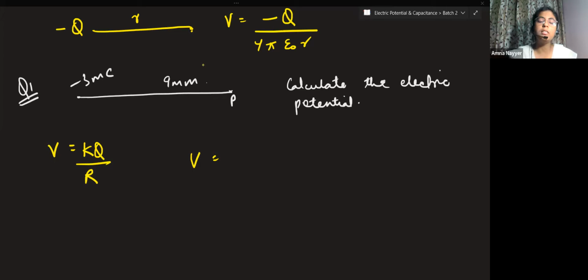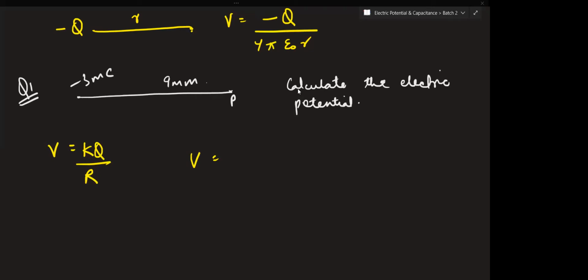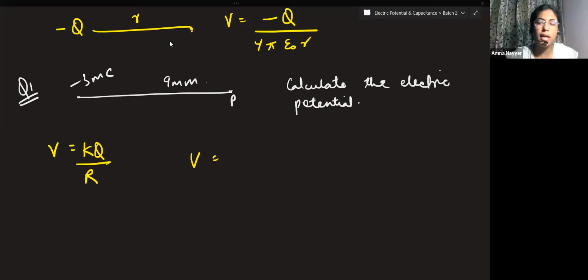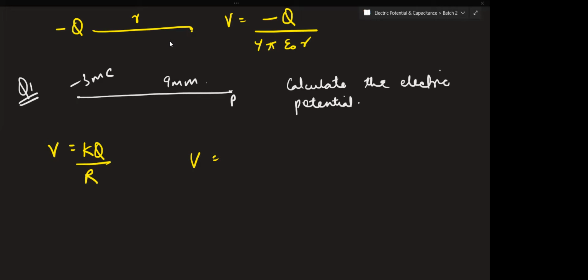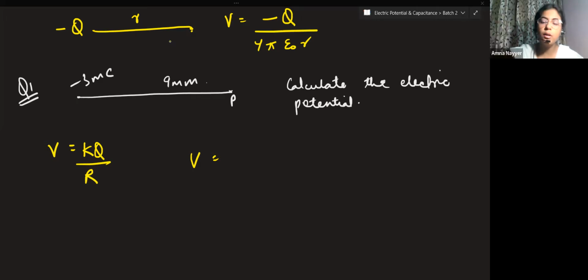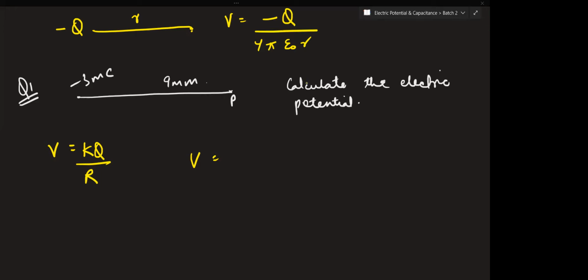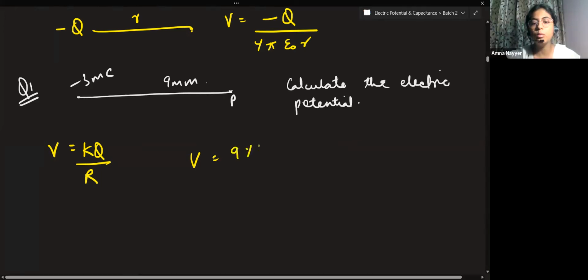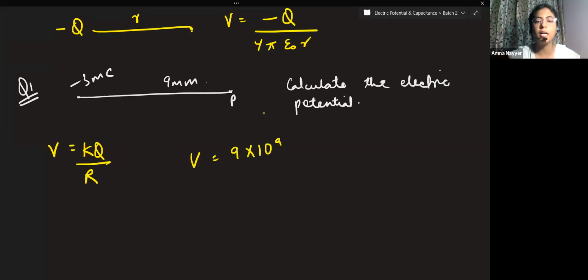So Kulsum, what is the value of k that I should write instead of k? This k has a certain value, if you remember. Okay, Fatima? 9 into 10 to the power 9. Kulsum, now are you able to recall? 9 into 10 to the power 9. Yes. Okay. So k is the constant. This is 9 into 10 to the power 9. All right.